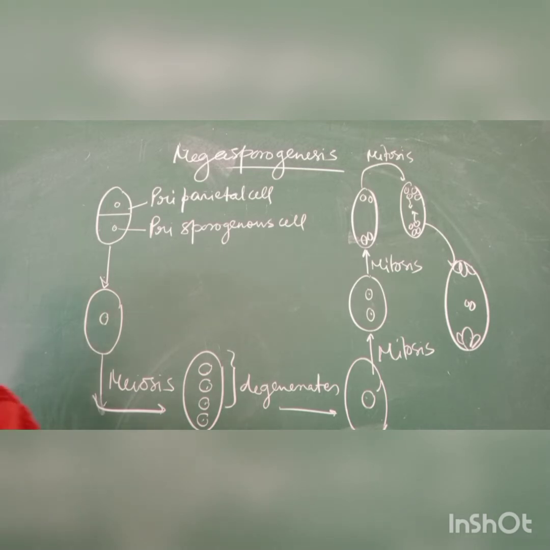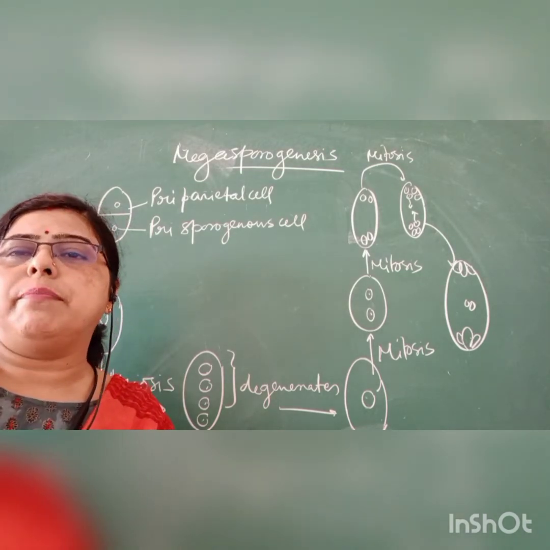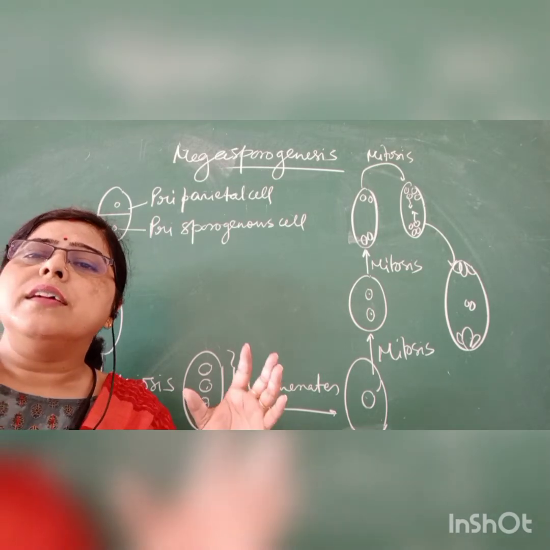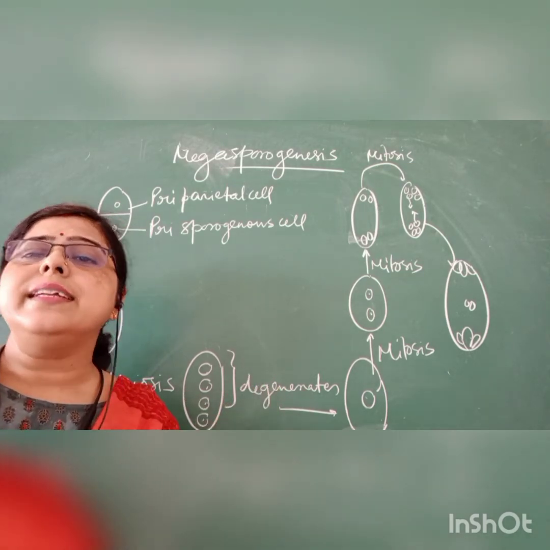This is also called polygonum development. Okay, this is also called 8 nuclei 7 cell stage development.